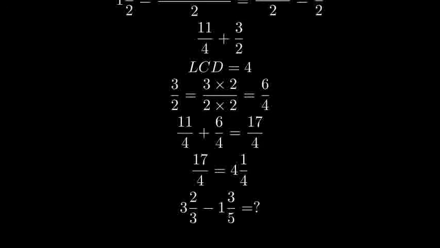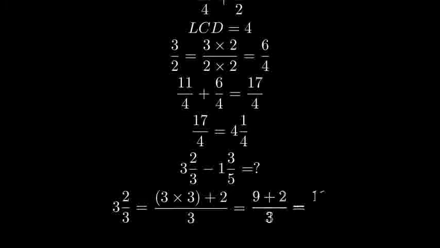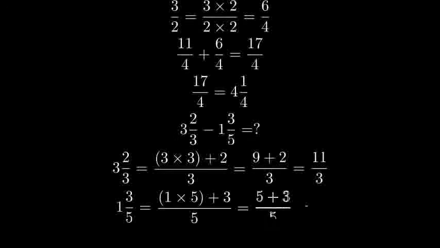Now, let's try a subtraction example. Let's subtract 1 3/5 from 3 2/3. First, let's convert 3 2/3 to an improper fraction. 3 times 3 is 9, plus 2 is 11, over 3. Next, let's convert 1 3/5. 1 times 5 is 5, plus 3 is 8, over 5.